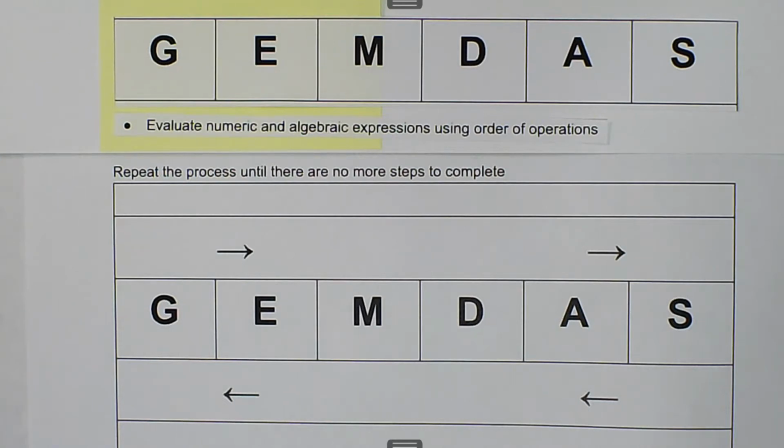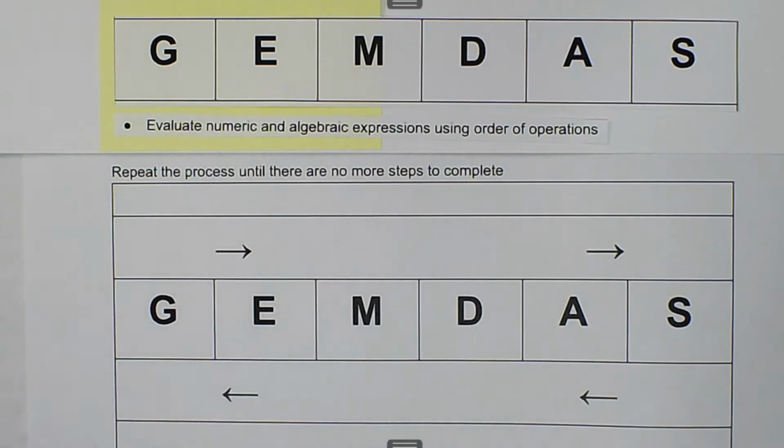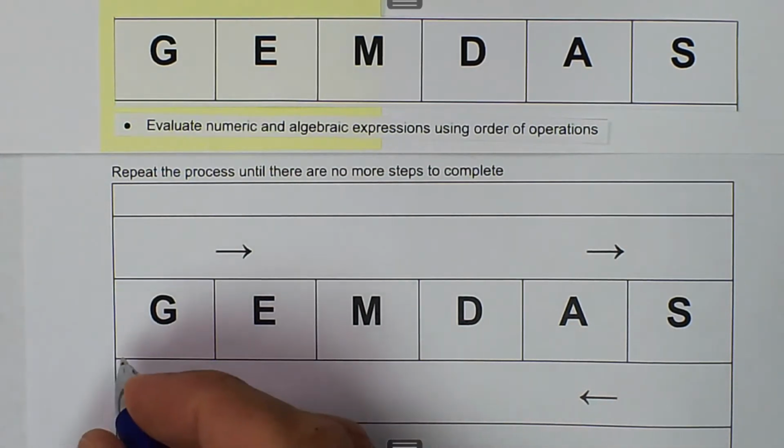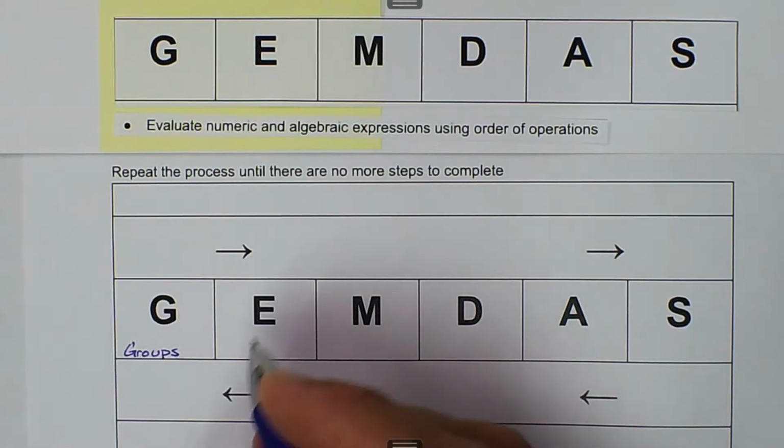We are talking about GEMDAS, and we are going to use this to evaluate numeric and algebraic expressions using order of operations. So basically, GEMDAS, and we may have heard this before as PEMDAS, which everything else is the same. The only thing is we changed the G. Instead of being parentheses, we're going to change this to groups. And we'll see why in a minute.